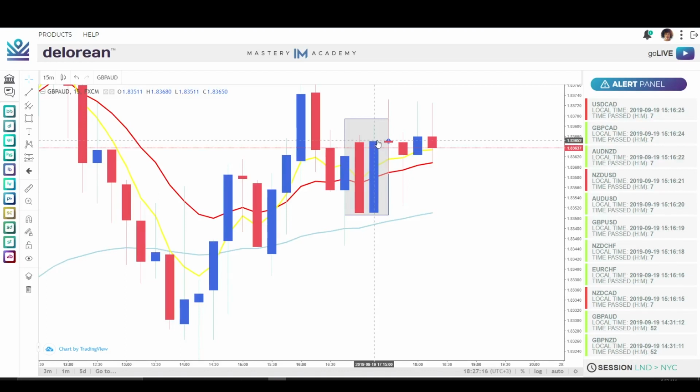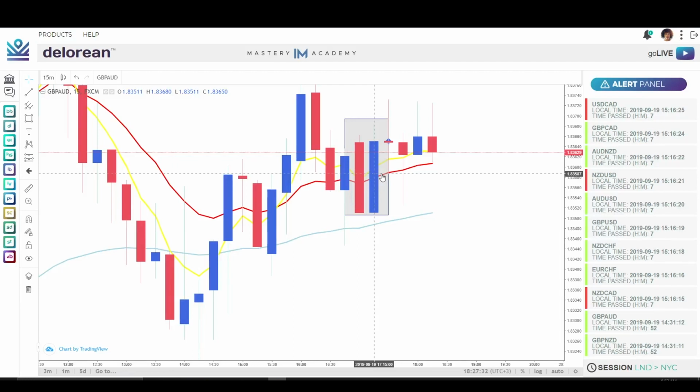Now the second one: is the red EMA cutting through both candles? Here's the red, find it. Is it cutting through both candles? Yes, it's cutting through both candles. So now we have 2 yeses, and we're on our third question.